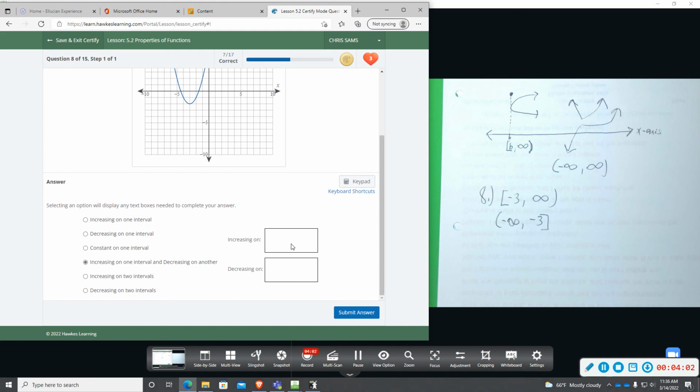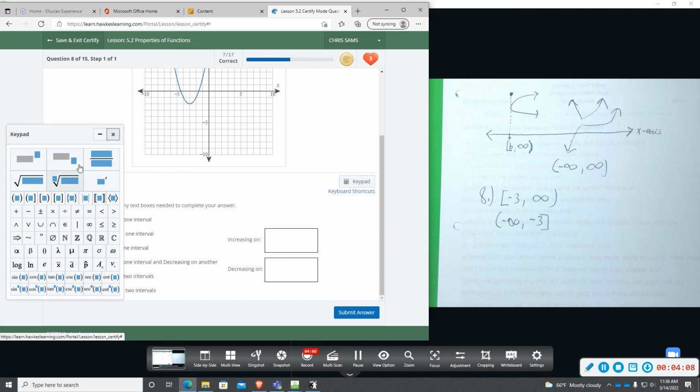So we have increasing on, I think I need the keypad to do that bracket. Open, closed interval. -3 to infinity. There's my infinity symbol right there. And then this is, well, I got to do the keypad. I keep wanting to type it. Parentheses, negative infinity to -3.